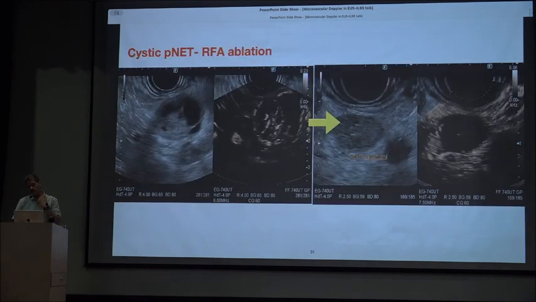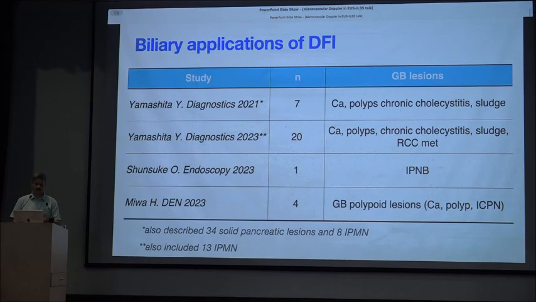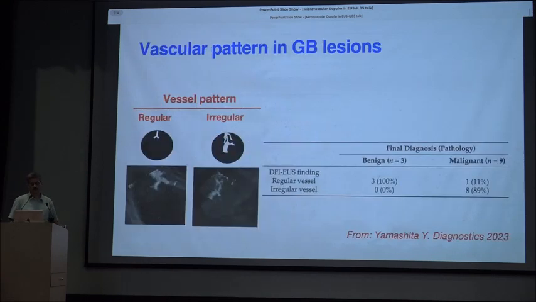Unpublished observations: we do EUS-guided radiofrequency ablation of NETs, and this is on-table assessment. There is no other modality which will tell you the on-table success of your radiofrequency ablation of neuroendocrine tumors. DFI does that. Biliary applications, a whole potpourri of applications. In general, a regular vessel, irregular vessel. Regular vessel means benign, irregular vessel means malignant.